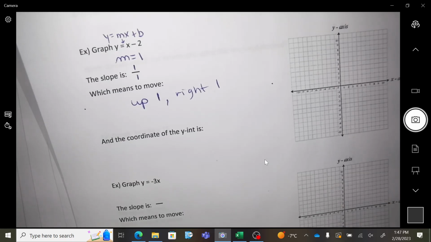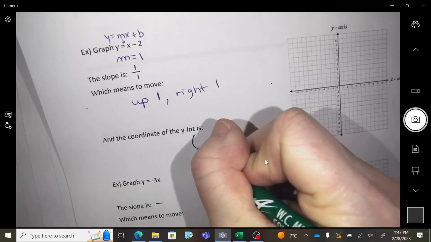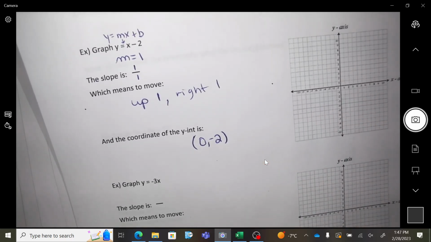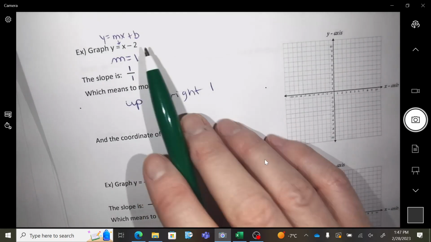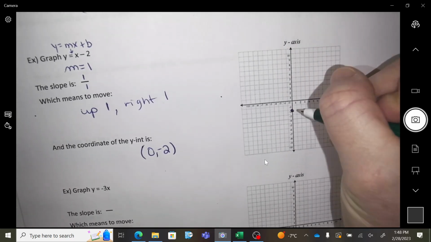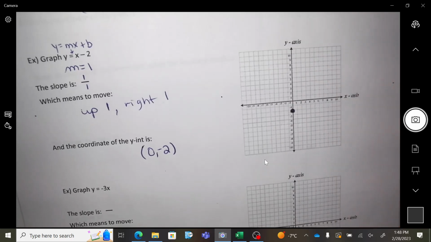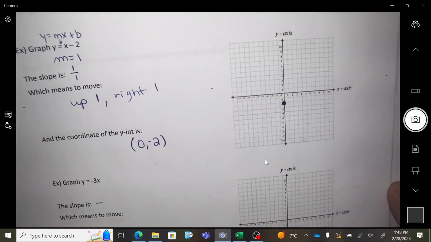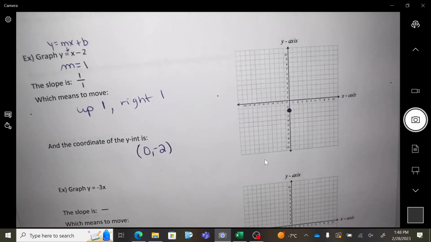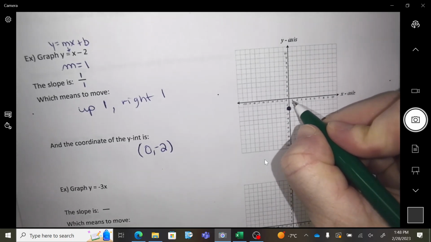And boom, what's our y-intercept? -2 is where we're on the y. Okay, so it's always the last number that you're looking at. So 0, -2. So start at that point. You can draw that point in there. Okay, can you make a move? 1 up, 1 right.